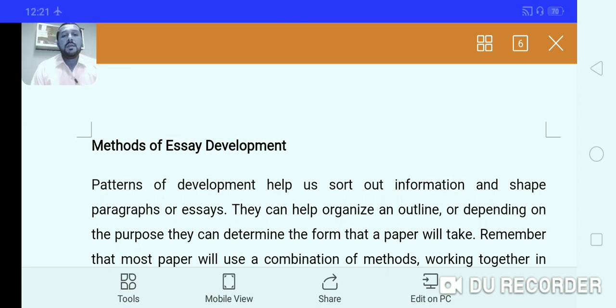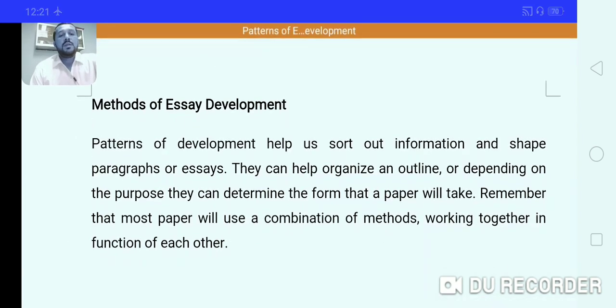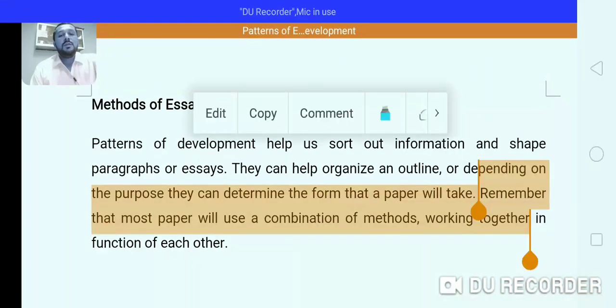Patterns of development help us sort out information and shape paragraphs or essays. They can help us organize and outline, or depending on the purpose, they can determine the form that paper will take. Remember that most papers will use a combination of methods working together in function of each other.